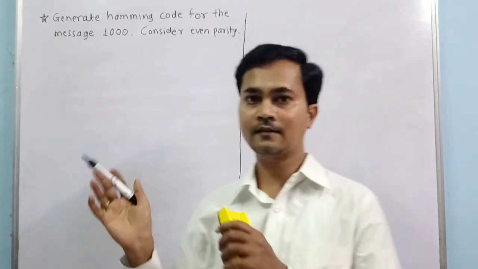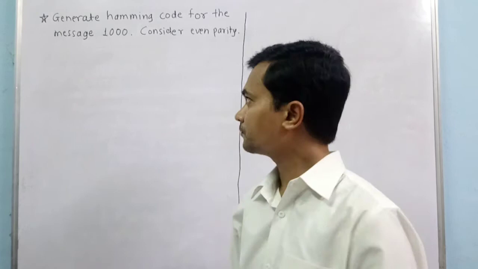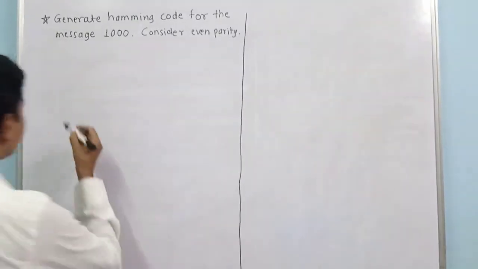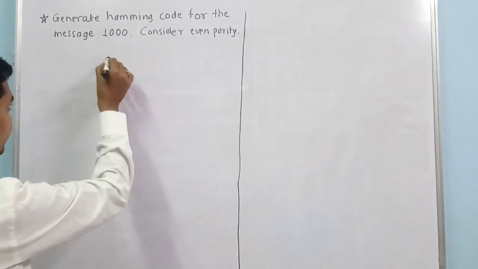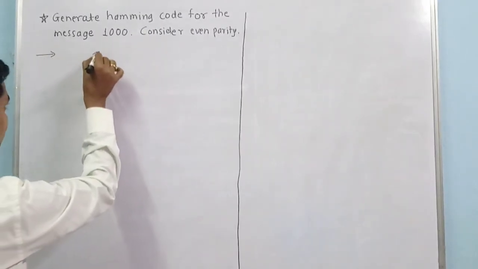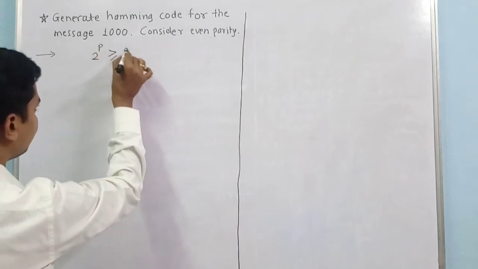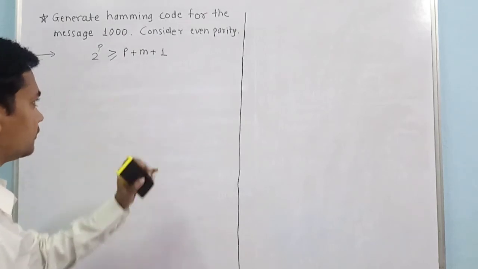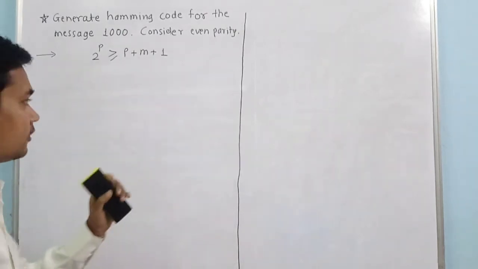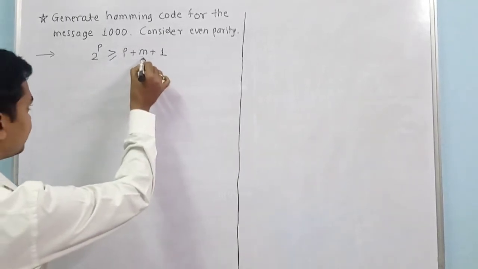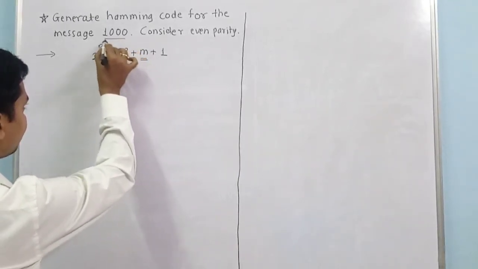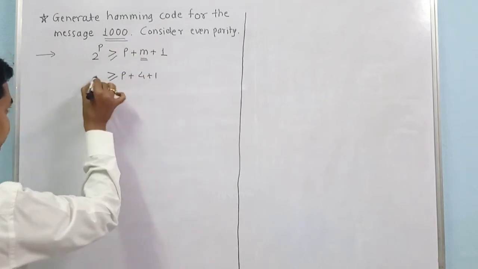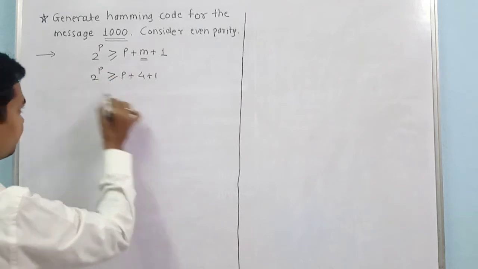Whenever these kinds of examples are asked in the exam, you have to follow a very simple process. We form the Hamming code using the formula 2 raised to p is greater than or equal to p plus m plus 1. This is the equation to form the Hamming code. The message bits given are 4, so here m is 4 plus 1, and we have to find the value of p to satisfy this equation.